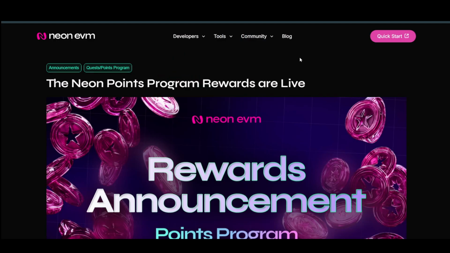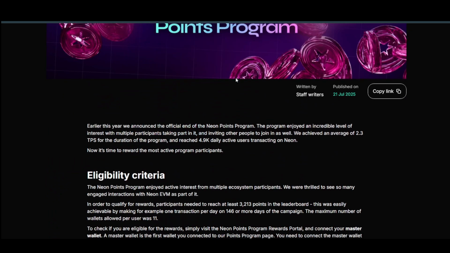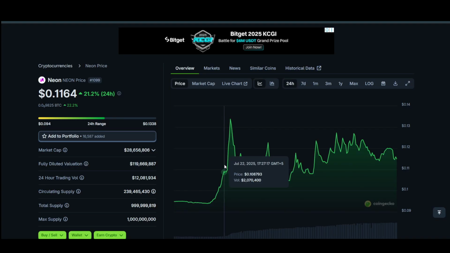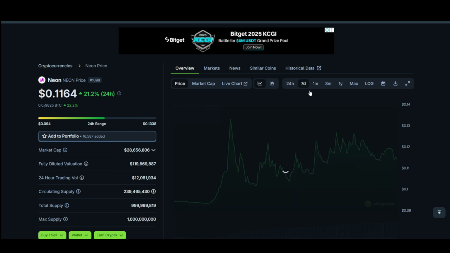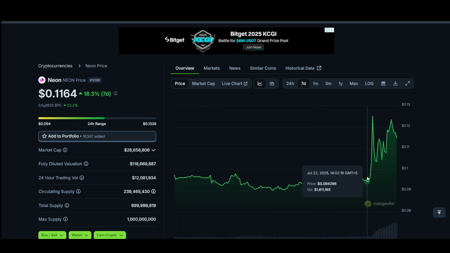And they also had a Neon points program as well, as you can see here. If you interacted with Neon, you can get some points. It actually came out like 2 or 3 days ago, and this could be, I think, one of the reasons why the token has started to go up, because there are many users interacting with Neon now to get the points, to get the free airdrop. So I think that is the reason why the token has started to go up.